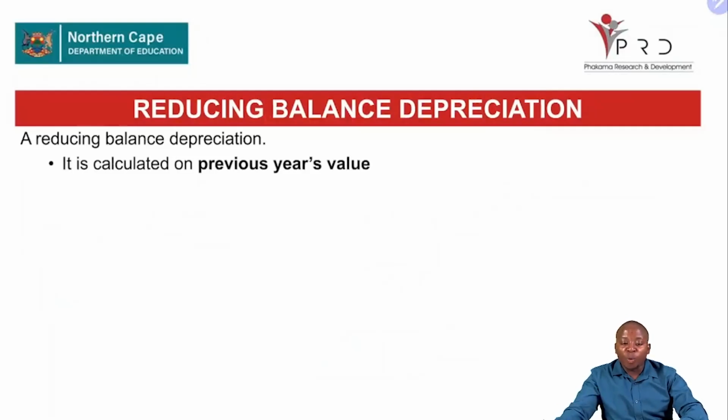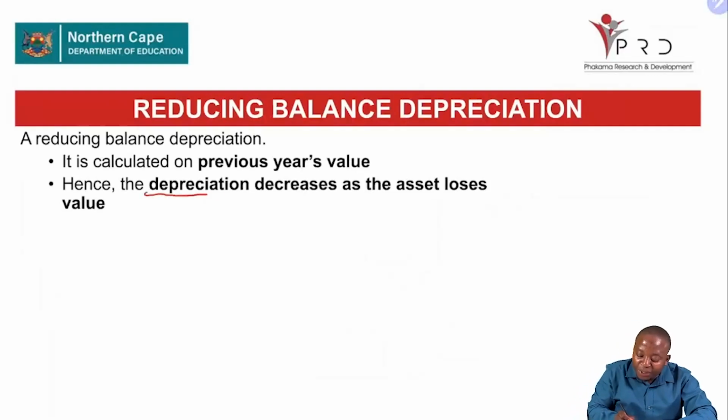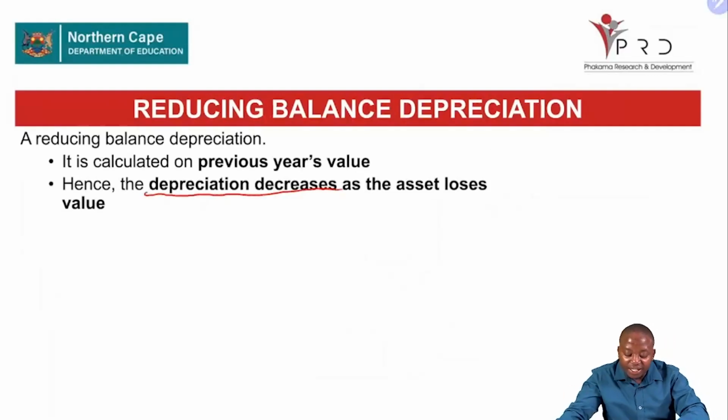So maybe in the first year the depreciation is 5,000. In the second year, it will be 3,000, for example. Then in the third year, it will be 2,000, the next year 1,000, and so forth. That means the depreciation will always decrease, as it is calculated on the closing balance of the last year's value. Hence, the value of the depreciation decreases as the assets lose value.